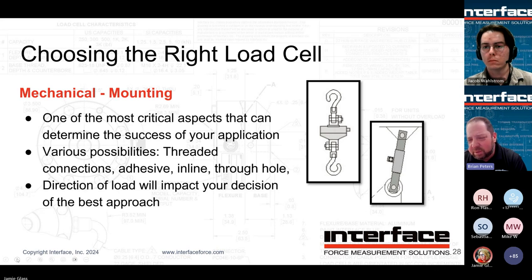But again, if it's a compression only test setup, for example, you'd be looking at possibly just using a compression load button style solution on one end of the sensor. So keep that in mind. Next slide.